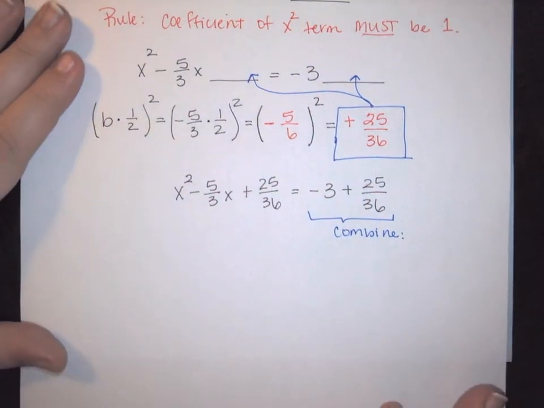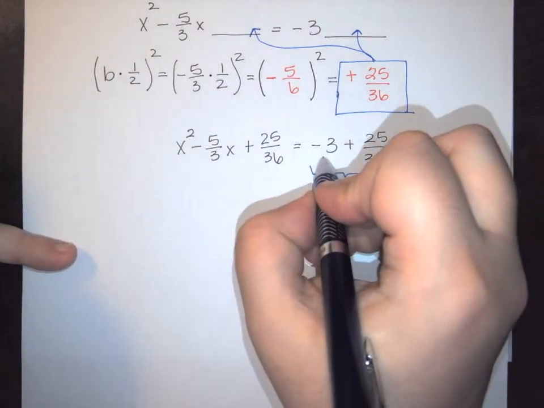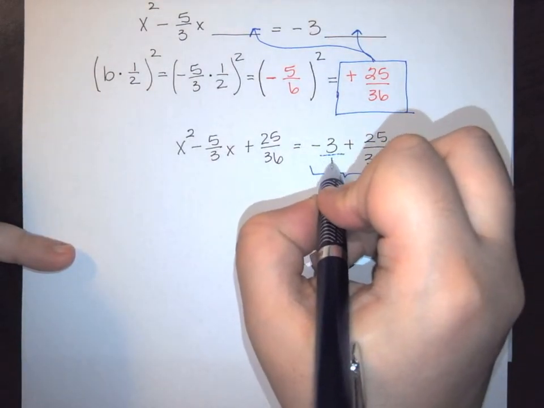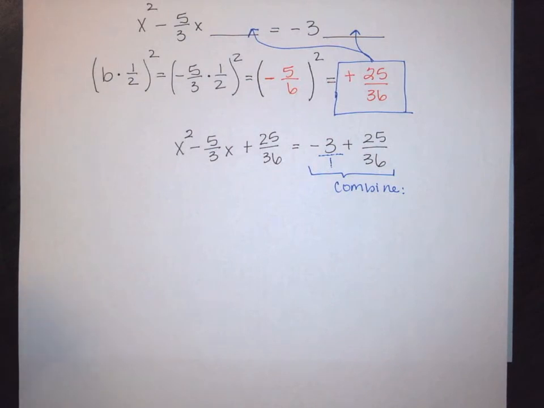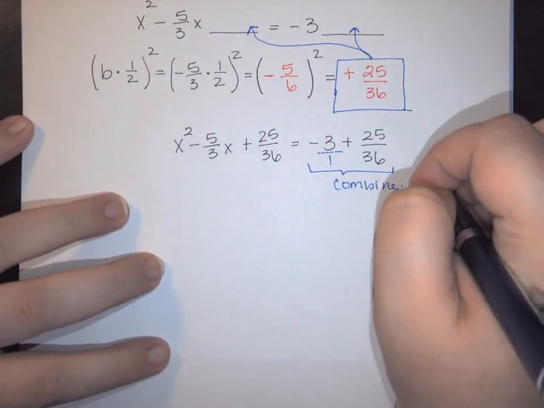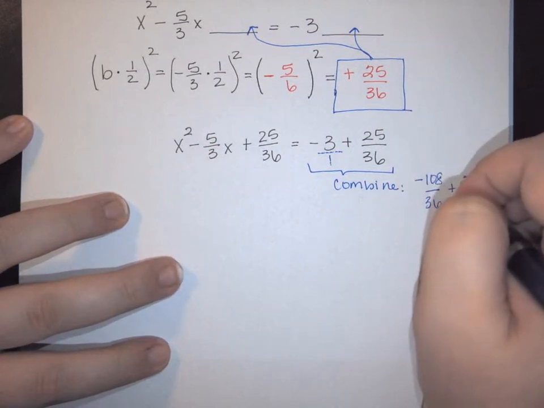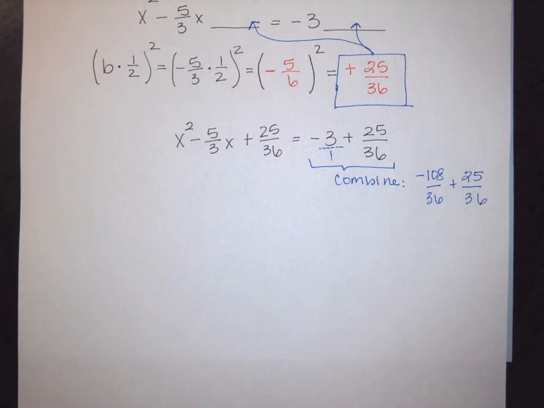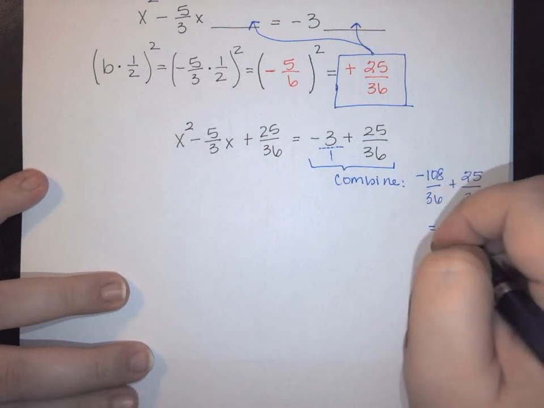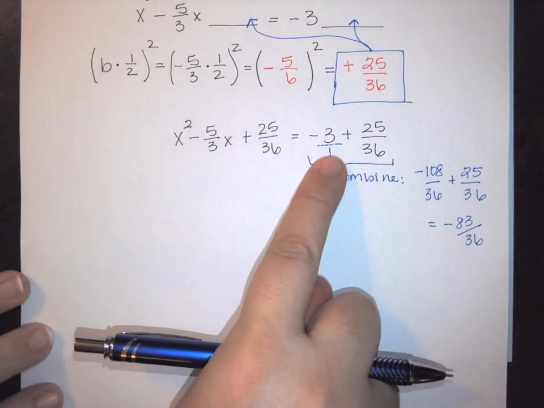And we have to combine using our like terms. So the first thing is we need to remember that all whole numbers can essentially be written over 1. So here we have to combine this by saying that we have -108/36 plus a 25/36. So when we combine that, we're going to end up with -83/36. That is what this is going to end up being.